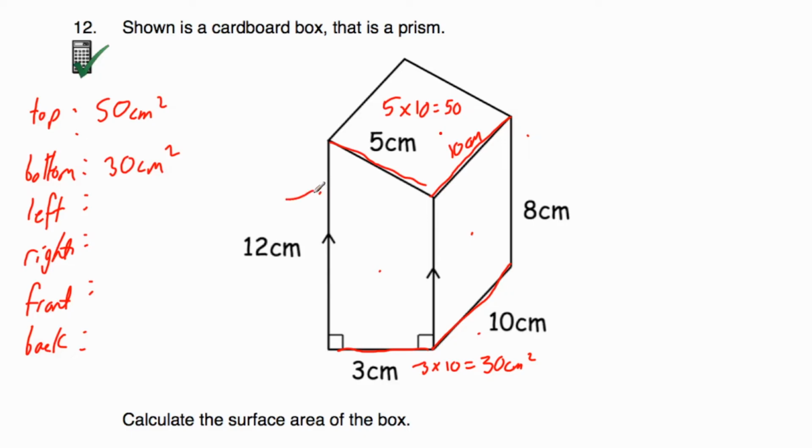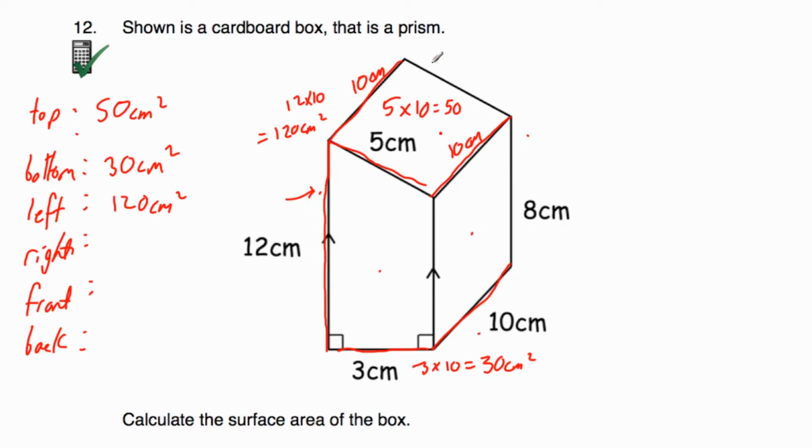So let's look at the left hand side, so this side here. It's a rectangle as well. The height of the rectangle will be 12 centimeters, and the width of the rectangle will be how wide it is, how long the prism is, which is 10 centimeters. And if we do 12 times 10, that would be the area of this left-hand face, which would be equal to 120 centimeters squared.